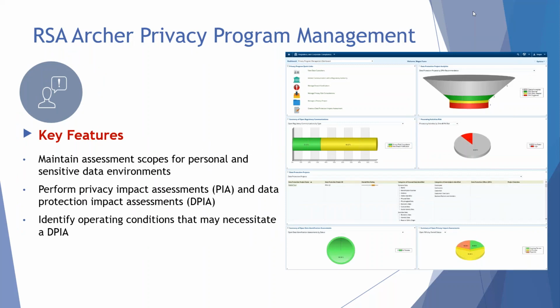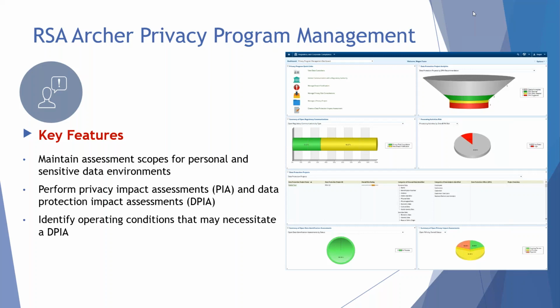That next builds up from there to the second use case that we've just launched to help our customers with privacy, that being the RSA Archer Privacy Program Management, which is all about maintaining assessment scopes for personal and sensitive data environments, conducting things like privacy impact assessments, and making sure that the right controls are documented and captured as part of an ongoing, living and breathing privacy management framework.